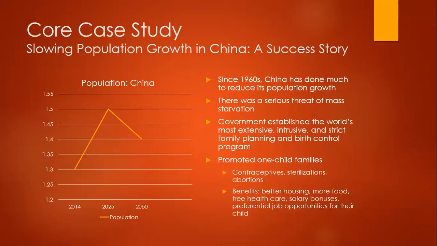They promoted one-child families. They promoted contraceptive use. They promoted the sterilization of women. They promoted abortions after one child had been born in a family. But they also promoted benefits: better housing, more food, free healthcare, salary bonuses for families that stuck with one child, as well as preferential job opportunities in the future for that one child.